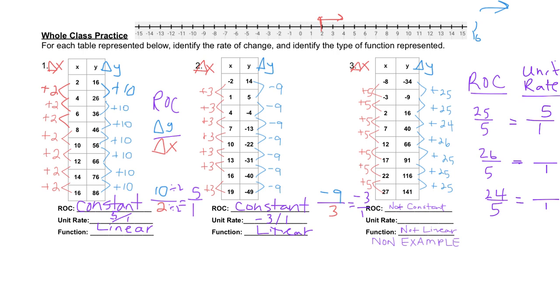However, 5 does not divide evenly into 26. If you divide that in your calculator, 26 divided by 5, you get 5.2. And when you divide 24 by 5, you get 4.8. So you can still write those. We have 3 rates of change for this particular table with 3 unit rates. So we'll just draw an arrow there since I'm not going to squeeze them into my line.